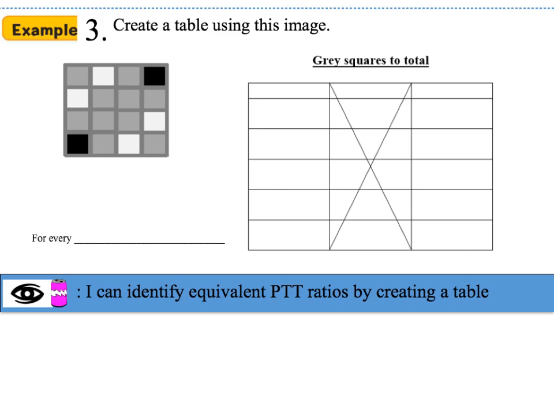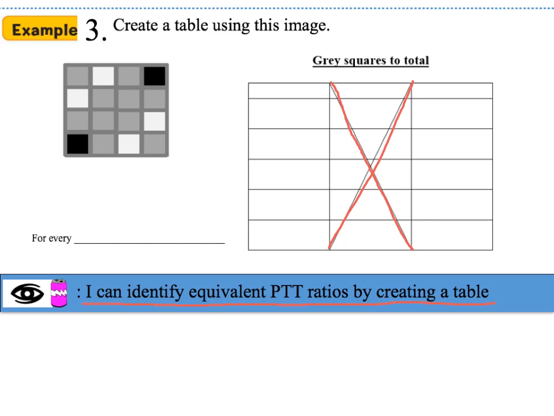So let's talk about example 3 now. Example 3 is asking us to create a table using the image here. So we've got an image with some squares with different colors, and notice that our I can statement down here has changed, because now it says I can identify equivalent part to total ratios by creating a table. So our part to total ratios, notice from our key concepts, we kind of crossed out the middle column because we don't really need it now, because you don't need 2 parts to it.